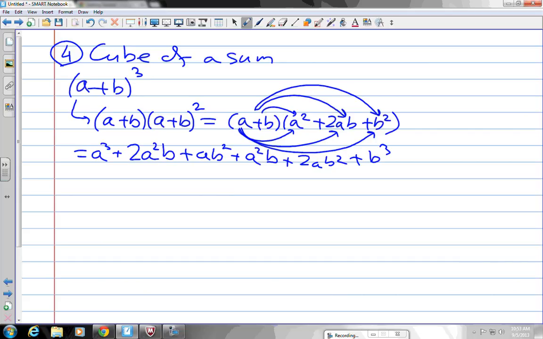So 6 terms. I can combine some, can I? Well, some of them are like terms, so 2a squared b and a squared b, and then ab squared and 2ab squared. So when I combine like terms, I get a cubed plus 3a squared b plus 3ab squared plus b cubed. So that's the formula. So this is how you cube a sum.